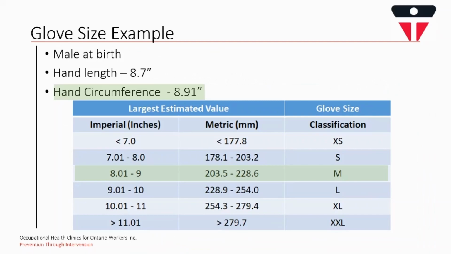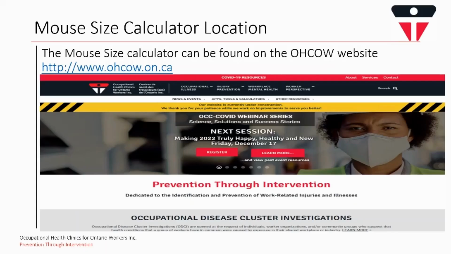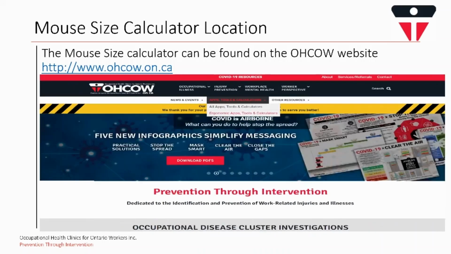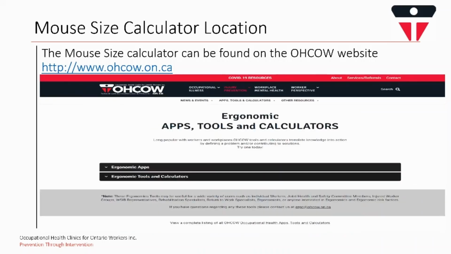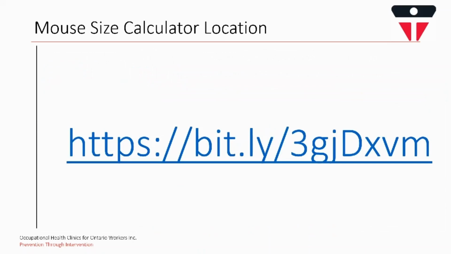Now, another tool we created is our mouse size calculator. And again, it can be found by clicking Apps, Tools, Calculators, Ergonomics Apps, Tools, Ergonomic Apps, and then the mouse size calculator. And links should be shared in the chat on how to find these tools as well.